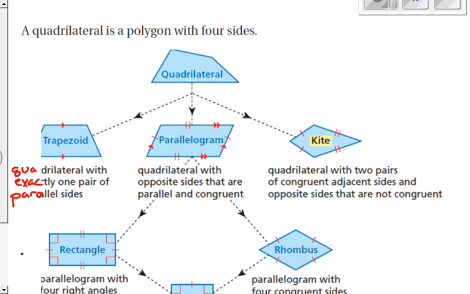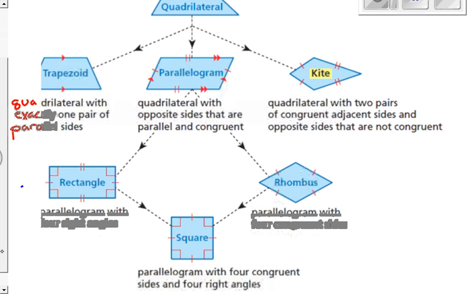And with our parallelograms, we have rectangles and rhombuses. A rectangle is a parallelogram with four right angles, and a rhombus is a parallelogram with four congruent sides. Then we have the square. A square is a parallelogram with four congruent sides and four right angles. A square can also be called a rectangle, and a square can also be called a rhombus.